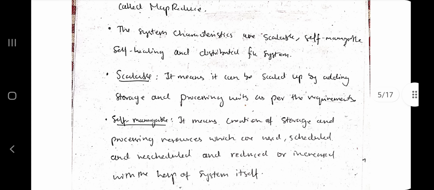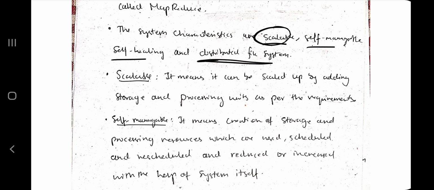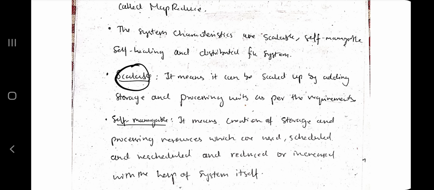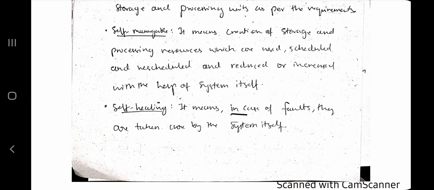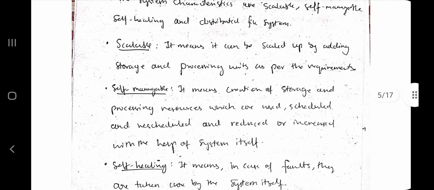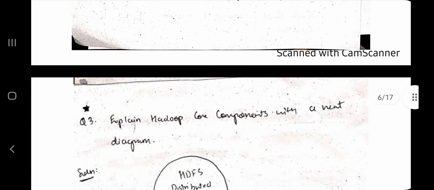The system characteristics, three are there: scalable, self-manageable, and self-healing. In the distributed file system there are three characteristics. Scalable, what do you mean? It means it can be scaled up. Self-manageable means creation of storage and processing of resources. Self-healing means in case of faults, the system must take care of itself. These are the three characteristics.